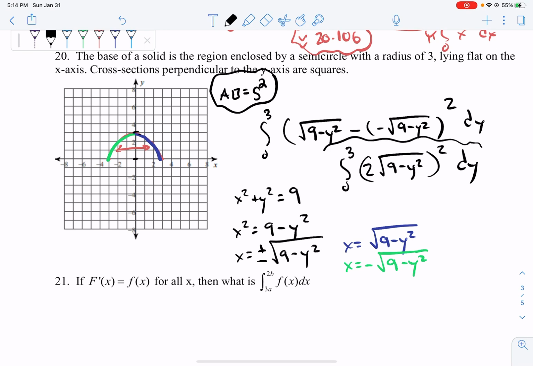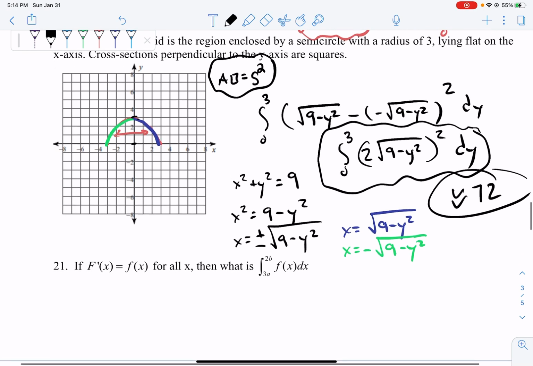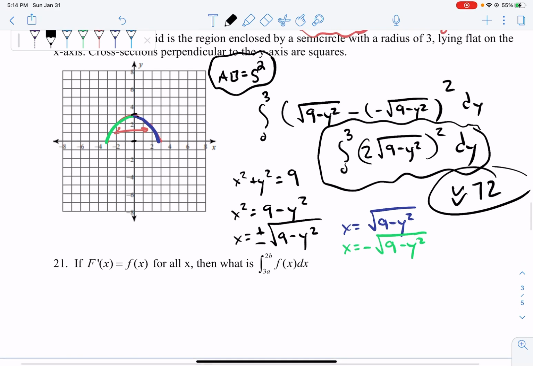So that looks good to me. No more simplifying, and we get something like 72, I think. You end up with something like 72 because you're just going to plug it in your calculator. You are not going to try to do that great big mess by hand, okay? Square everything and then raise it to the negative exponent. We're not going to do that.